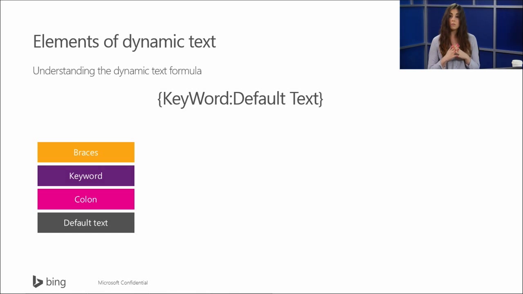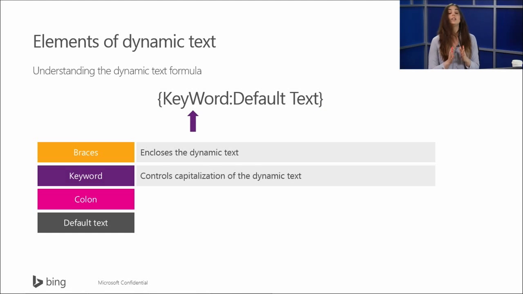So there are 4 main elements to this code formula. First one is the braces. This is just what encloses the dynamic text. So by putting the braces around it, I am telling Bing that I am going to type in the dynamic formula here. This is where the keyword is going to be inserted in order to create a custom ad. Simple as that. Now, keyword, you want to write the word keyword.